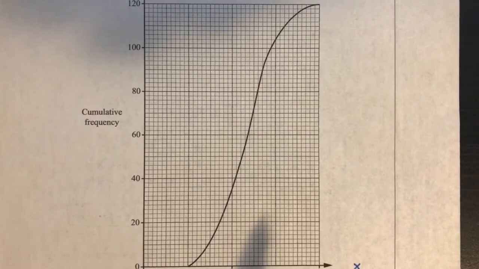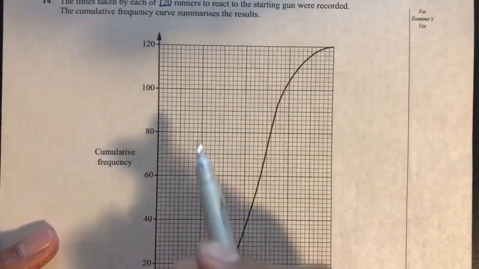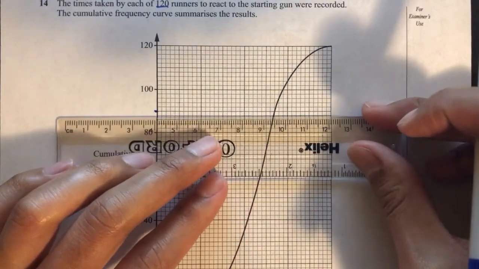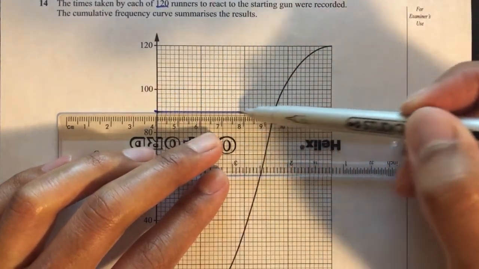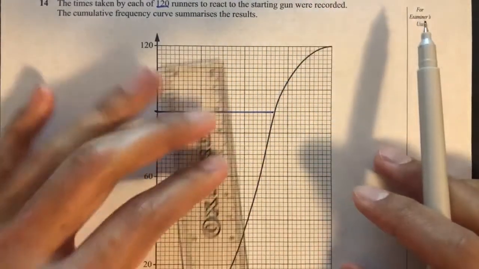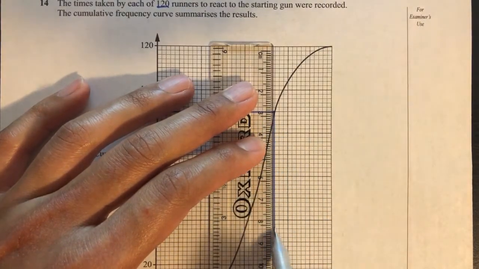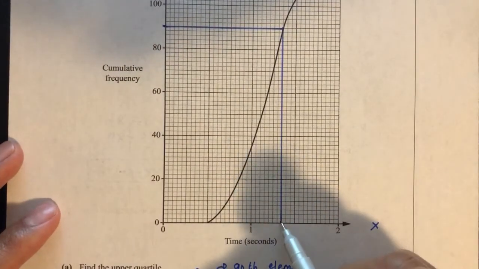So here we have 20, 80, 90 will be here. So let's draw a straight line to cut the curve so we can find a value for the 90th element. So that's it. And then if we go down, we'll find the value of this element. Okay, so the value we have will be here.